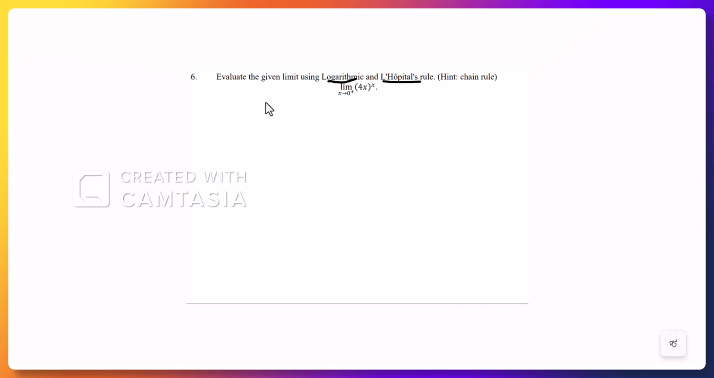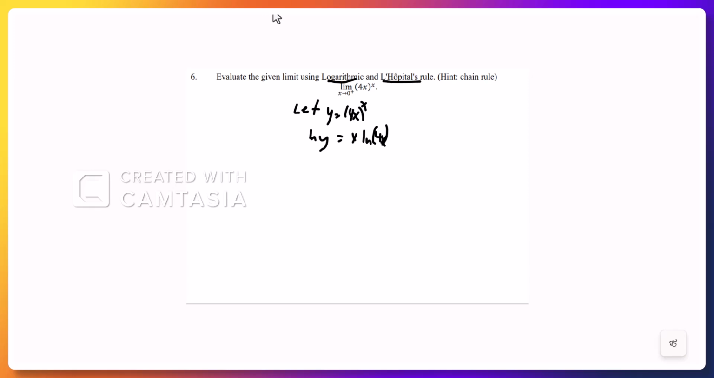So first off, we're going to let y equal 4x to the power of x. After we do that, we want to bring down that x. So we take the natural log of y, which is just going to equal x ln of 4x.